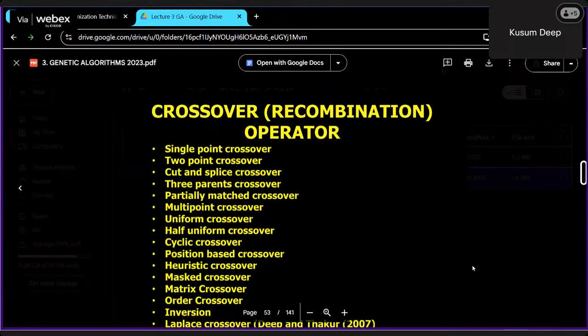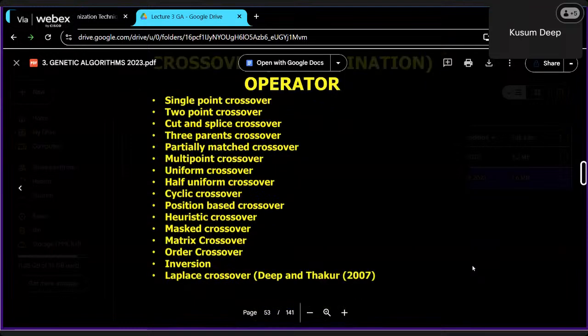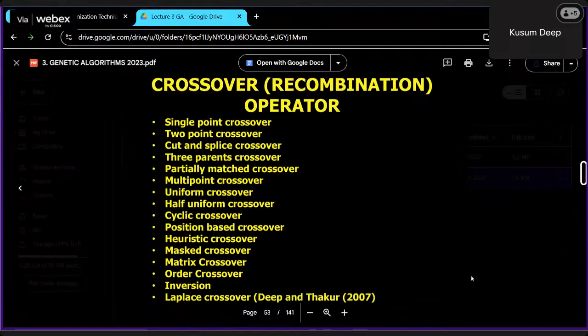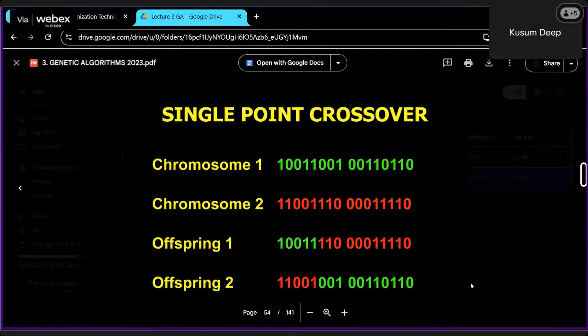Then we moved to the crossover operator. And I mentioned that although there are numerous crossover operators, I will be touching upon only a couple of them. So the first one is the single point crossover. Obviously, the crossover will depend upon the way in which the encoding is defined. If the encoding is in binary, then we do the binary crossover. Otherwise, we need to think of some other ways in which the crossover can be defined.